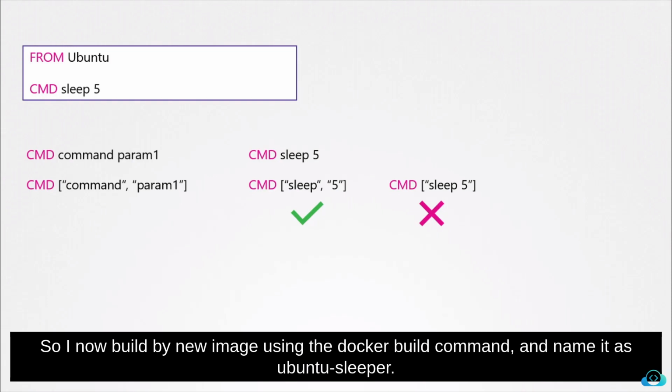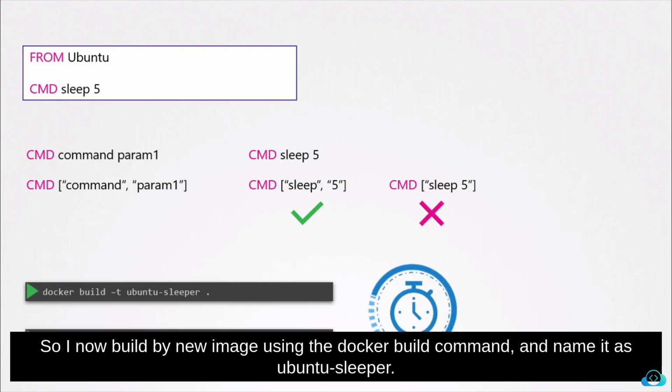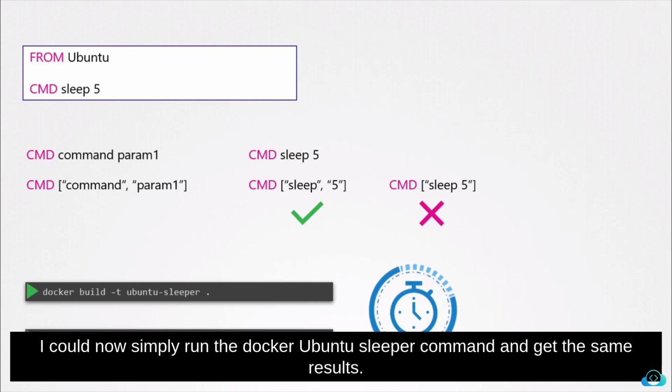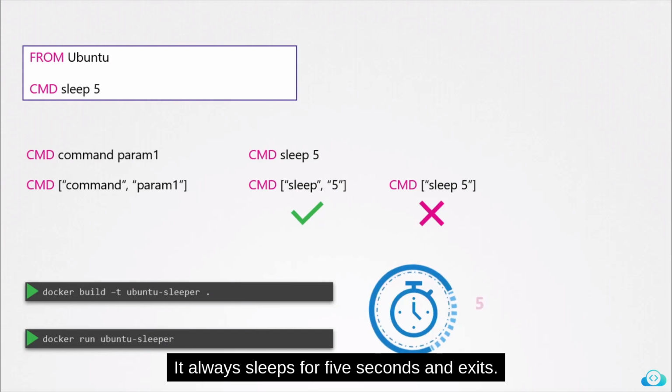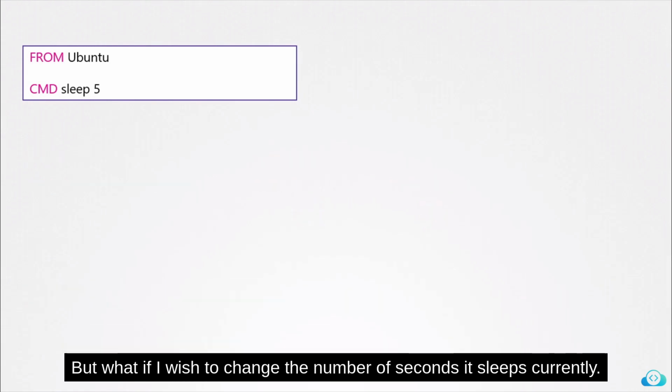So I now build my new image using the docker build command and name it ubuntu-sleeper. I could now simply run the docker run ubuntu-sleeper command and get the same results. It always sleeps for 5 seconds and exits. But what if I wish to change the number of seconds it sleeps?